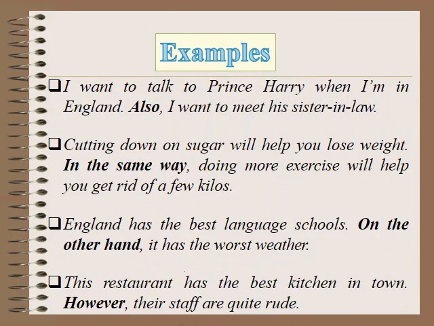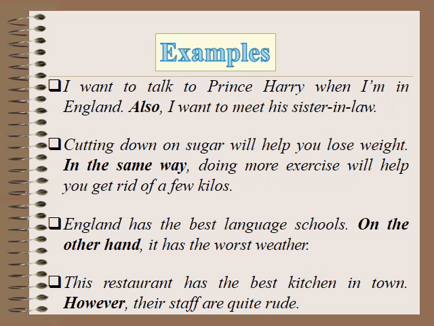One example here using the different connectors we already learned. Pay attention, please. For example, I want to talk to Prince Harry when I am in England. Here we have the first sentence. Then we have a connector that is also. Also, I want to meet his sister-in-law. Here we have a big example. We are going to divide the first sentence and the second sentence.